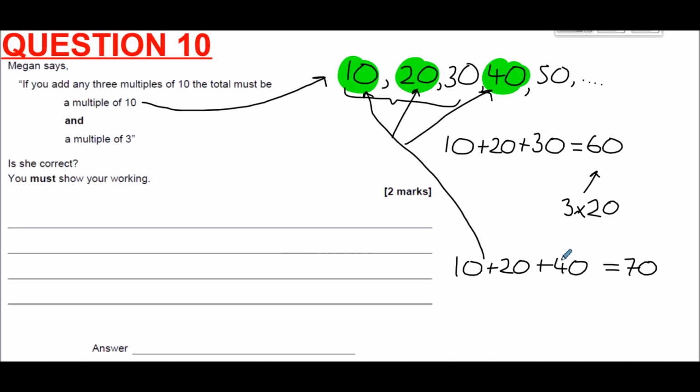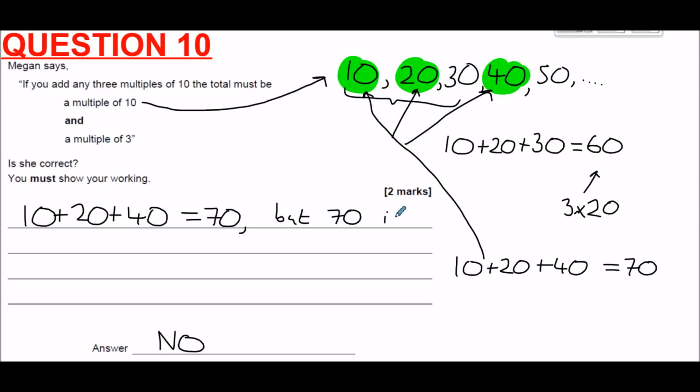So that could be, for example, one of many, many examples you could give. So is she correct? The answer is no, she's not. But we need to give a valid example. So we could give an example like this. 10 plus 20 plus 40 equals 70. But 70 is not a multiple of 3.